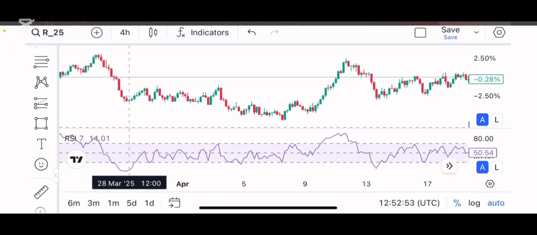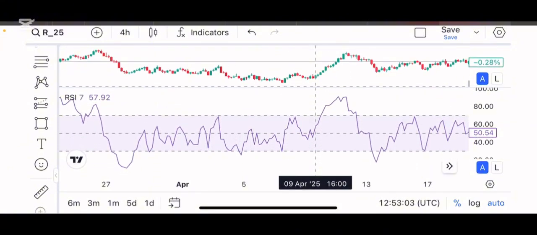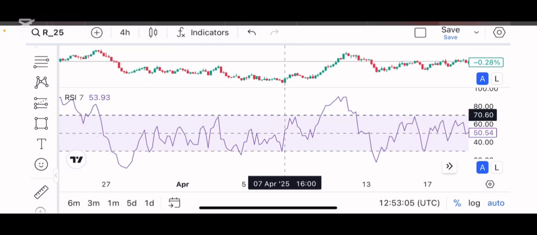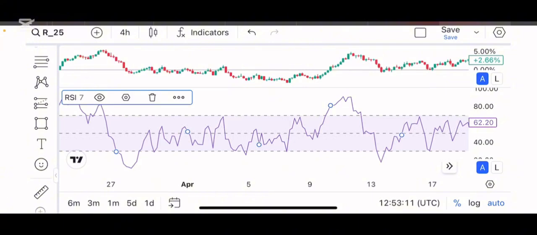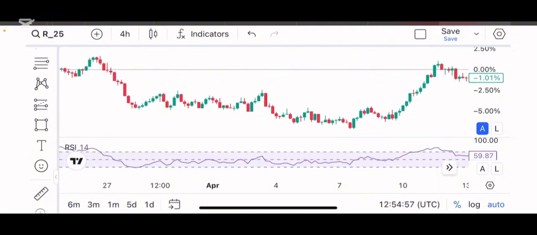So the RSI has been changed to a period of 7, and the top side of the RSI is 70, 30. Why this middle line you can see here? Let me make it a little bit bigger. This top is 70, this is 50, and this is 30, right? Beautiful.